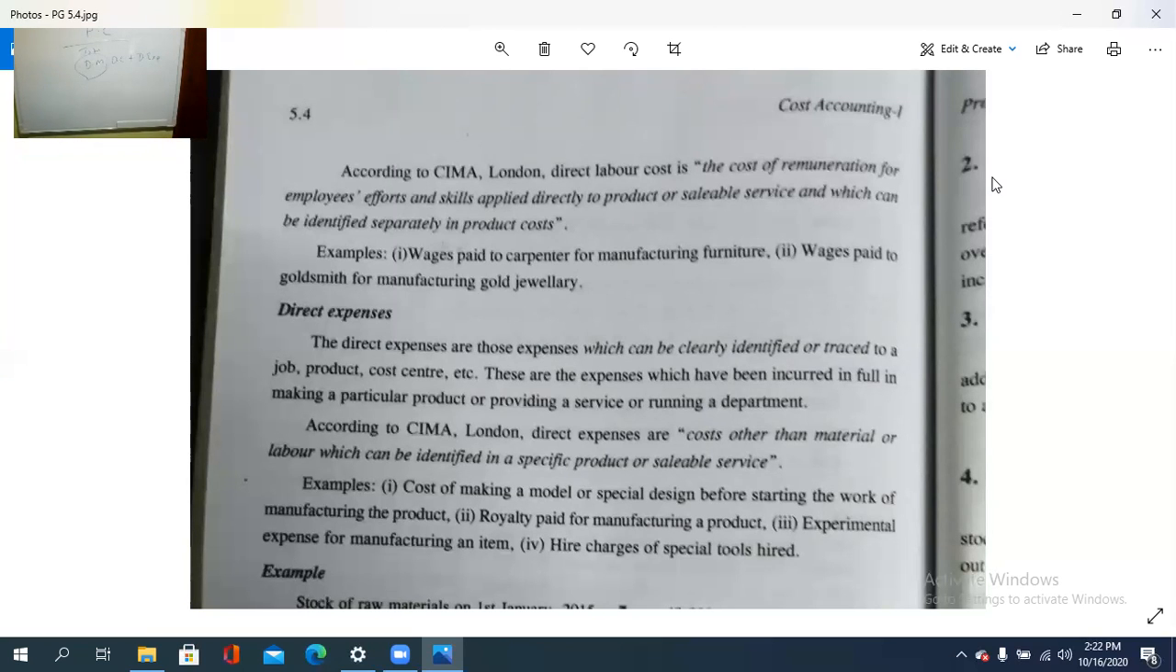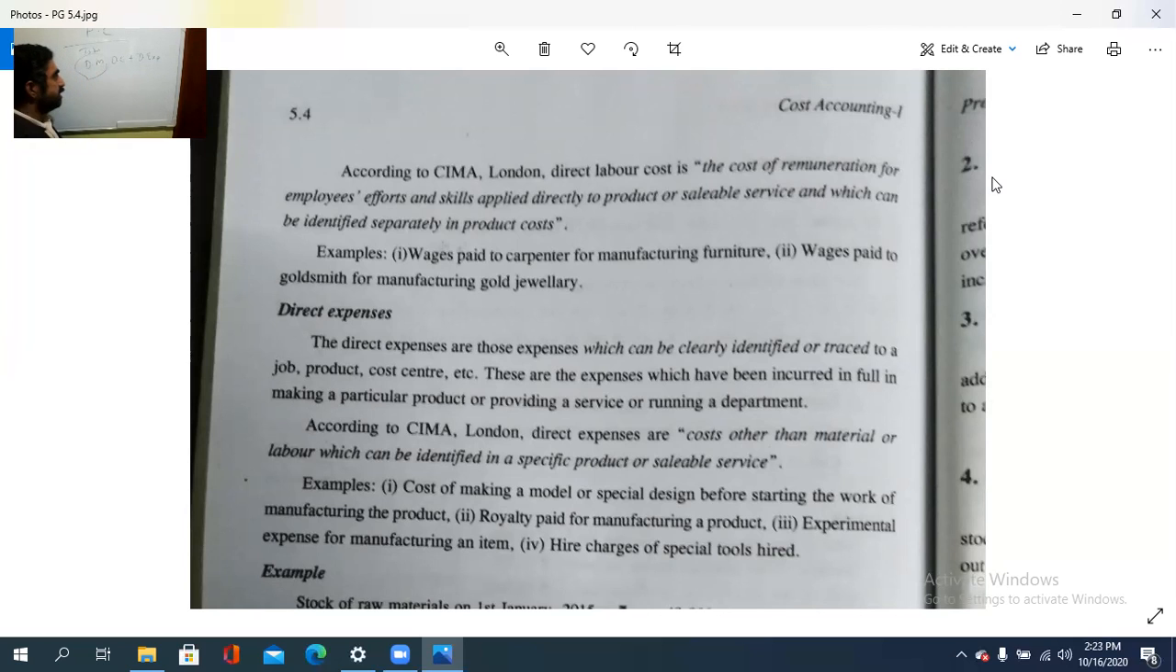So the labor employed in the production process, isn't it? The labor part, how much labor is to be employed for bringing that thing into the product. So that is the direct labor cost. It is the remuneration for the employee's efforts and skill applied directly to a product or a saleable service, and which can be identified separately in product cost. Example, wages paid to carpenter for manufacturing furniture, wages paid to goldsmith for manufacturing gold jewelry.